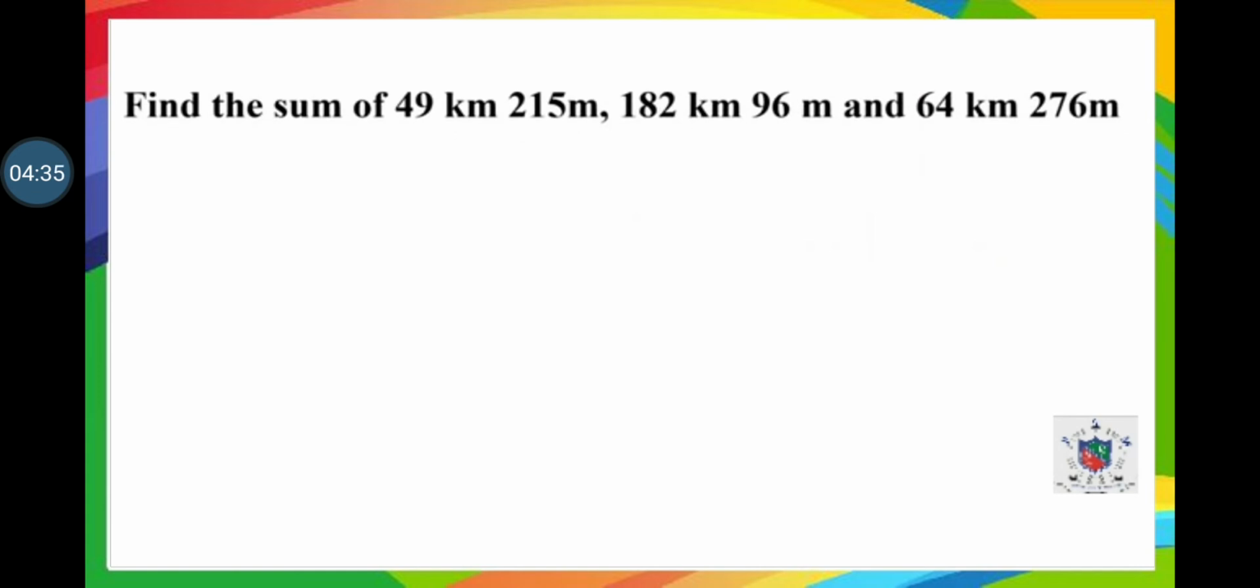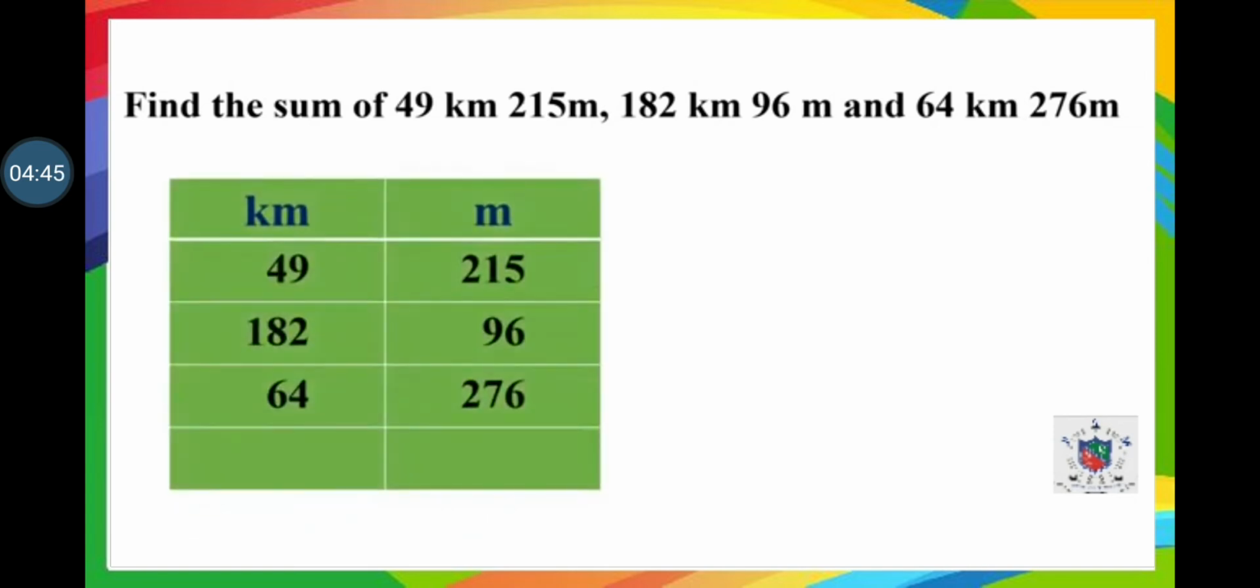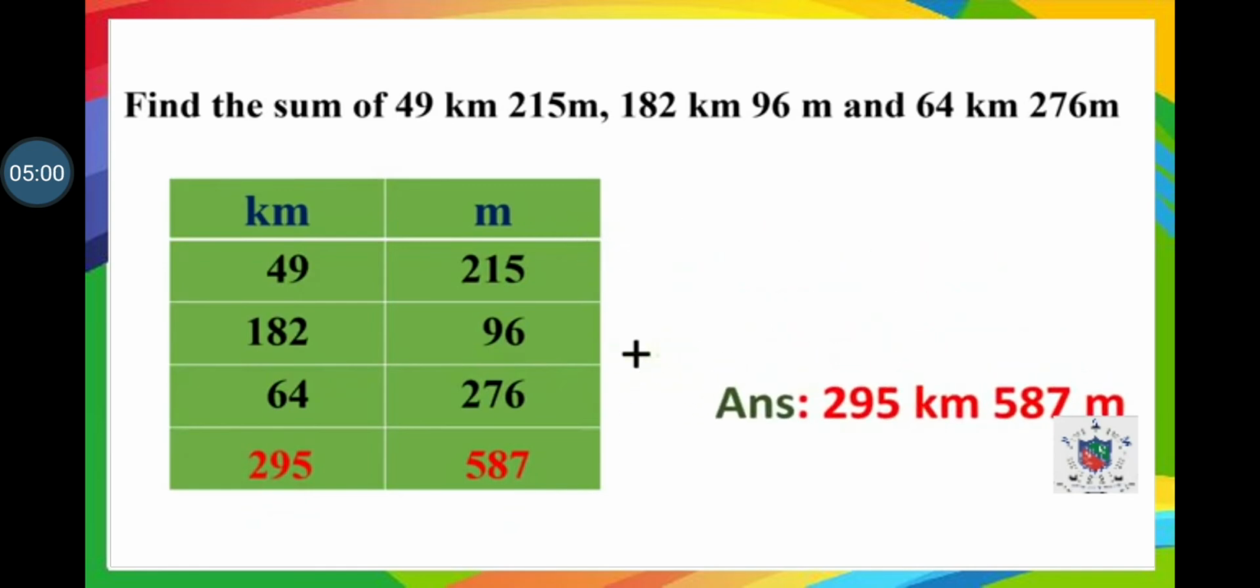Next again, we have one more example about the sum of these three numbers. So here we are adding kilometer and meters. In the same way, we have to add kilometers and meters. So when we add the meters, we get 587, and when we add the kilometers, we get 295. So dear students, it's very easy to add the units of length.